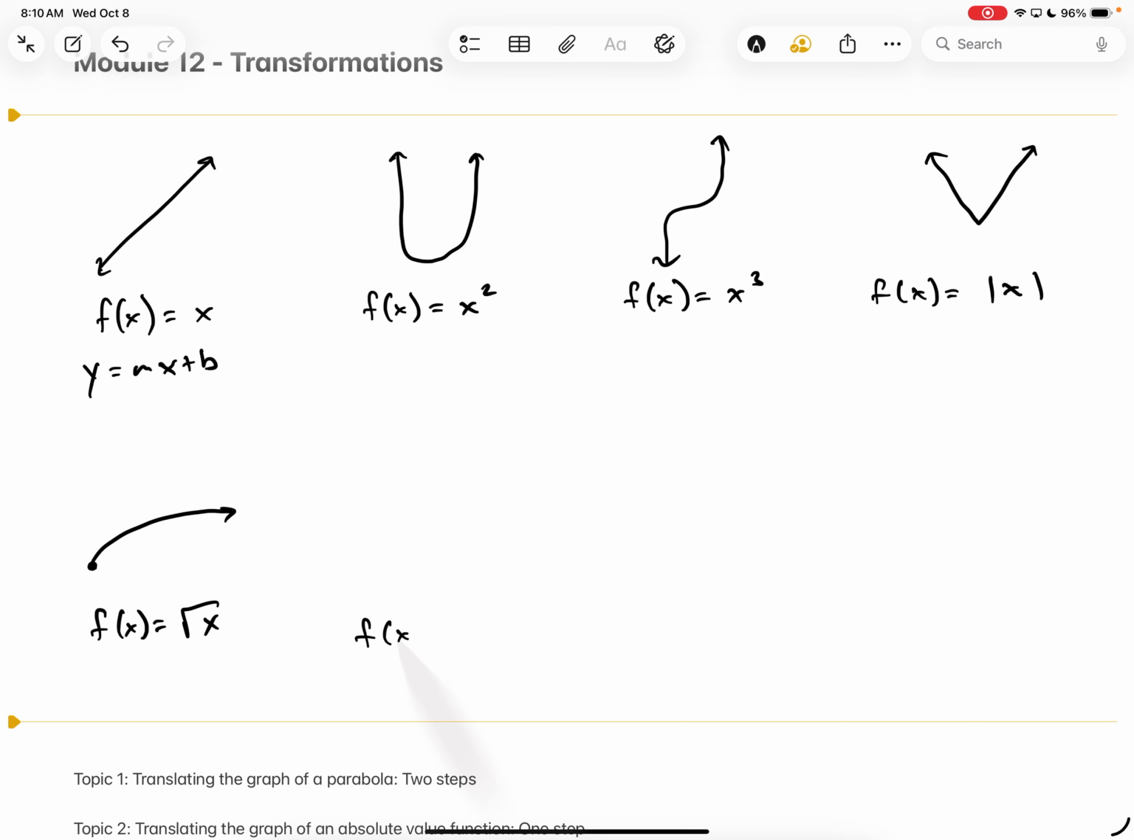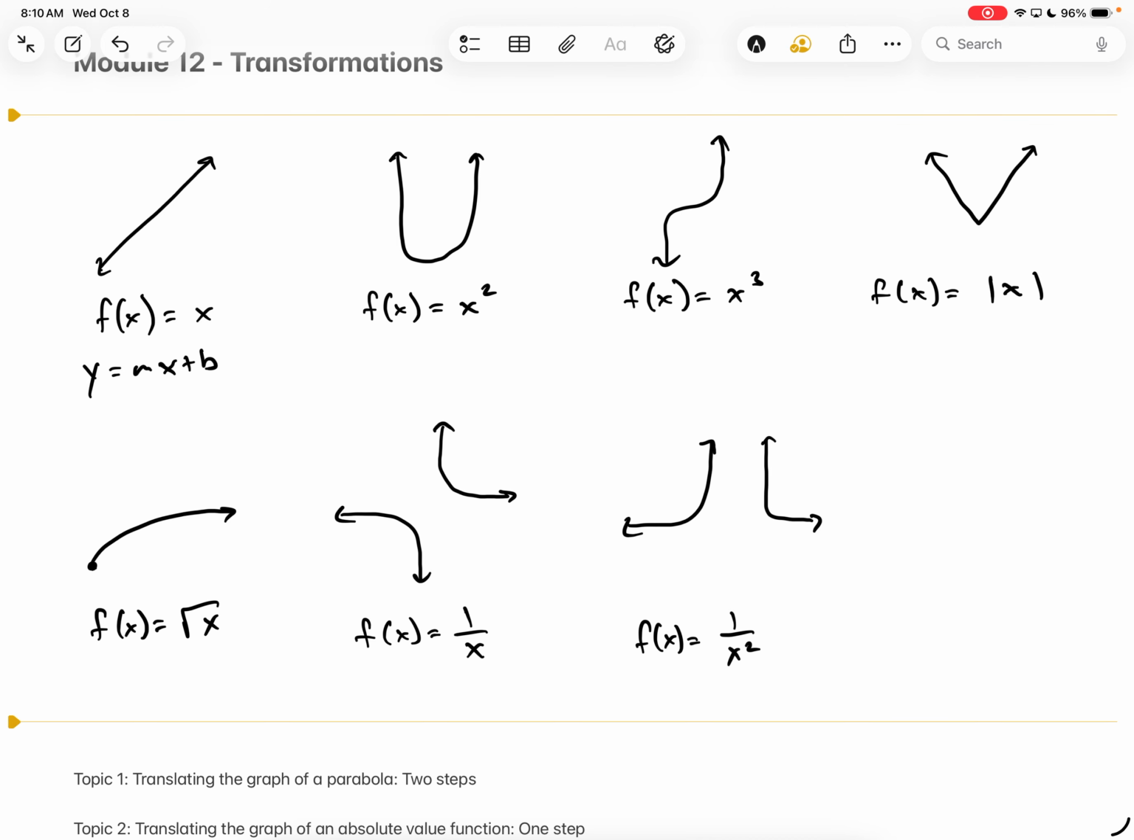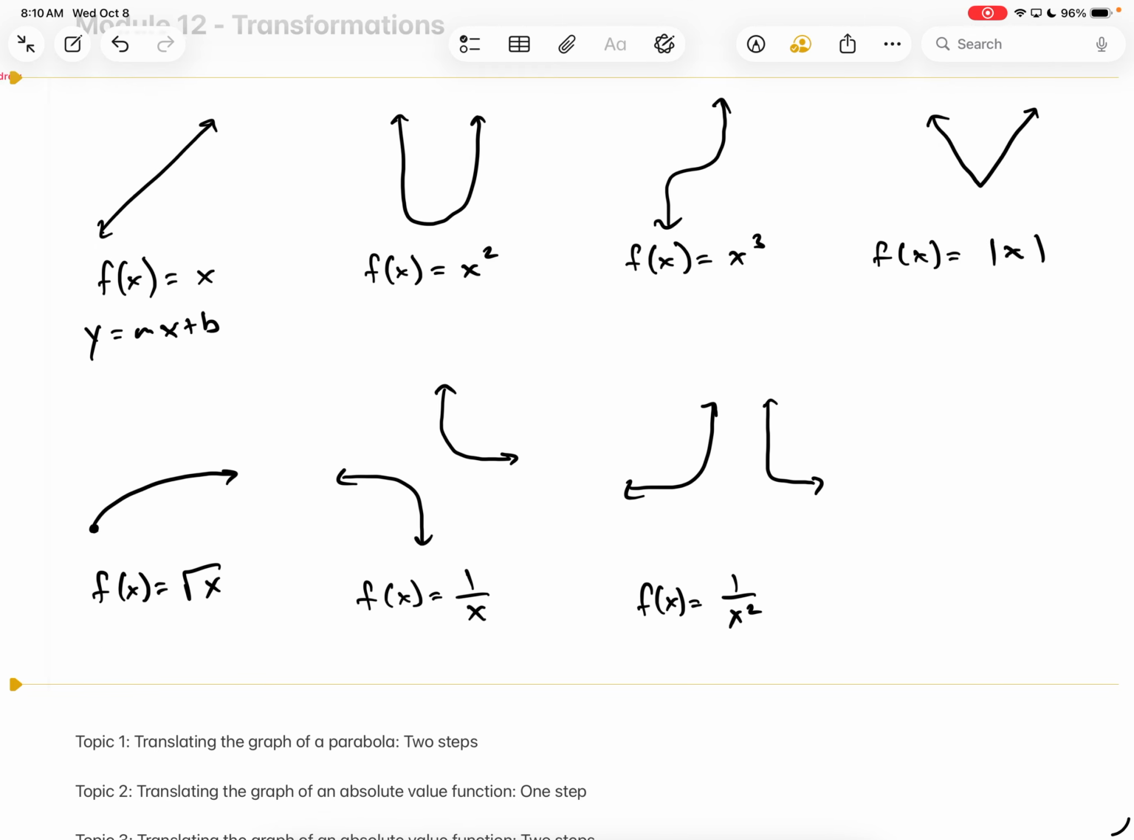We don't do this one that much, but there is 1 over x, which looks something like this. I was trying to think of any other ones that we run across. I don't think we do this one either, but 1 over x squared, I believe, looks something like this. I feel like I'm missing one. It'll come to me if we see it. All right, so that's all the different parent functions.